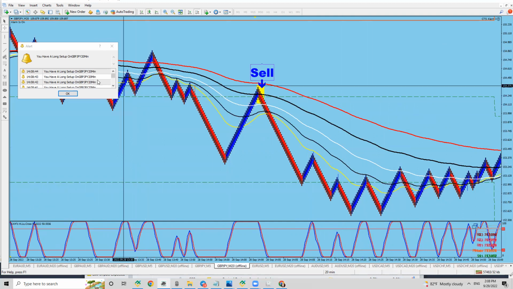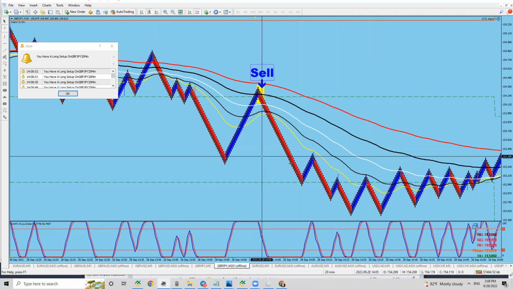Read the message. You can never have a message saying go long when you have conditions like this, like this, like that. These are all short. You are below the red line, and then yellow is below the black. It's definitely short, only short. You're only going to get the short message for that pair. You may hear the message for long in some other pair.